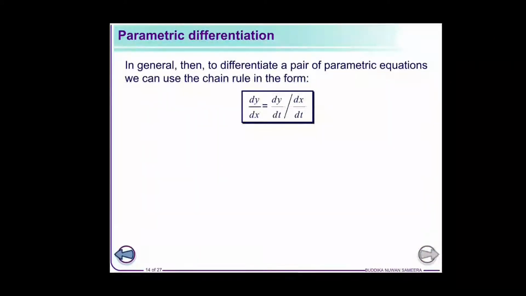So in general, dy over dx should be equal to dy over dt divided by dx over dt. So what you have to do, first you have to find dy over dt, then you have to find dx over dt, then divide dy over dt by dx over dt. Then you can get the gradient dy over dx as a function of t.